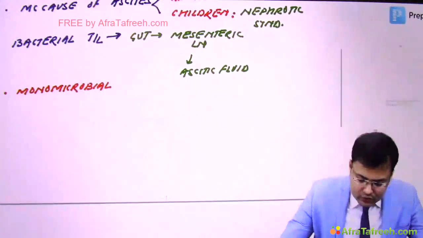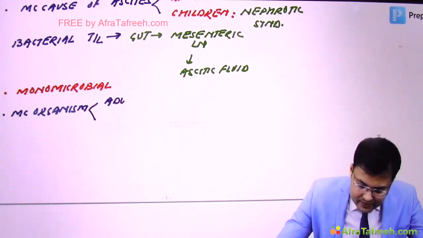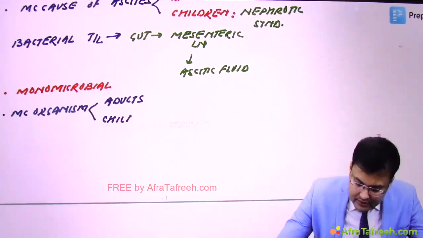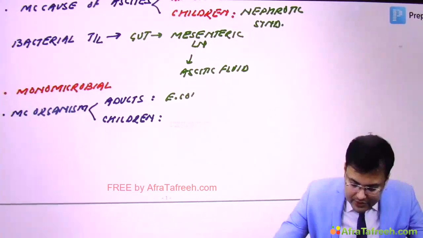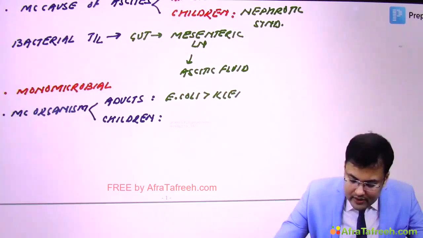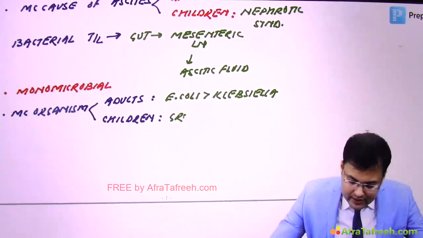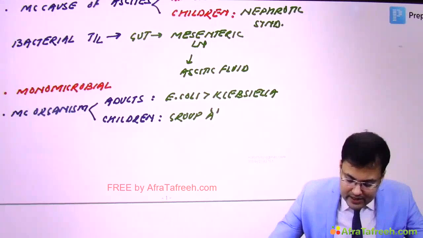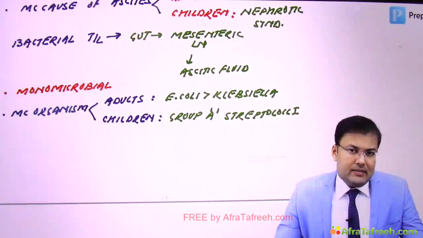And what's the most common organism responsible in adults and in children? This is a question. In adults it is E. coli followed by Klebsiella, right? And in children it is group A streptococci. This question was asked many times. Group A streptococci. Simple.